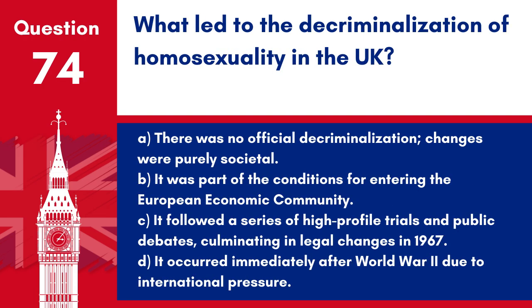Question 74. What led to the decriminalisation of homosexuality in the UK? A. There was no official decriminalisation. Changes were purely societal. B. It was part of the conditions for entering the European Economic Community. C. It followed a series of high-profile trials and public debates, culminating in legal changes in 1967. D. It occurred immediately after World War II due to international pressure.